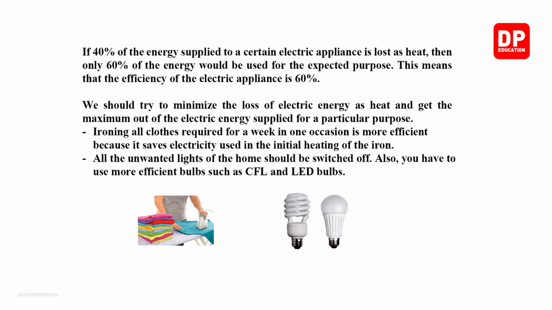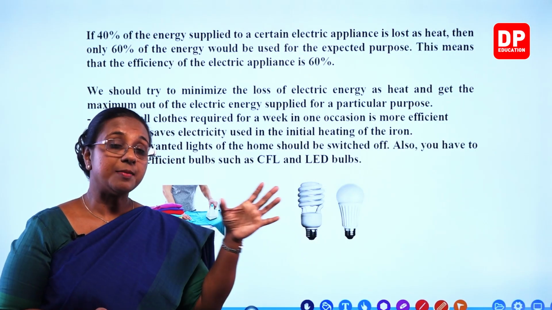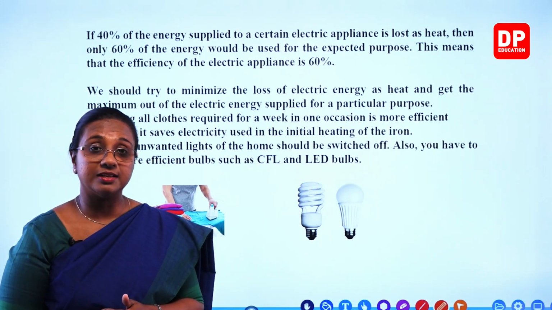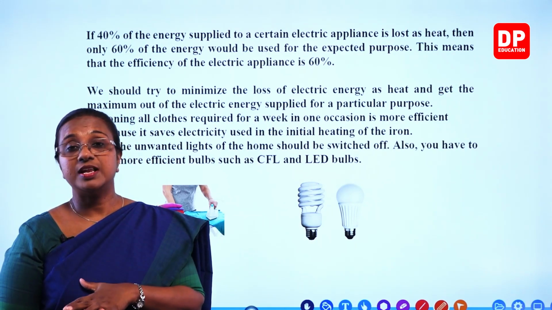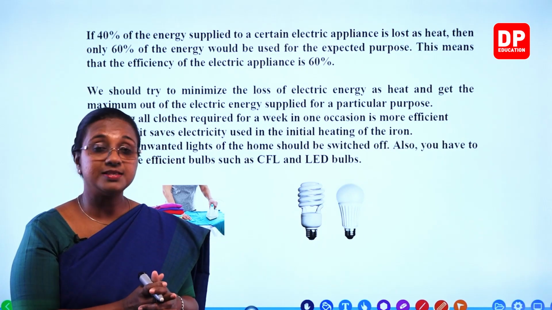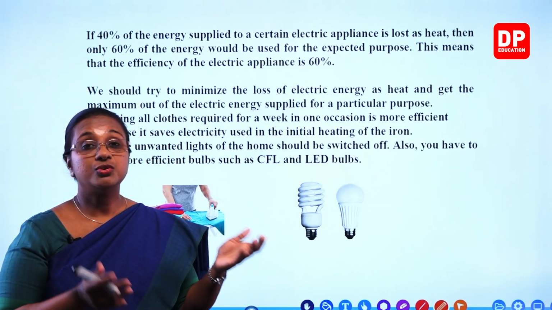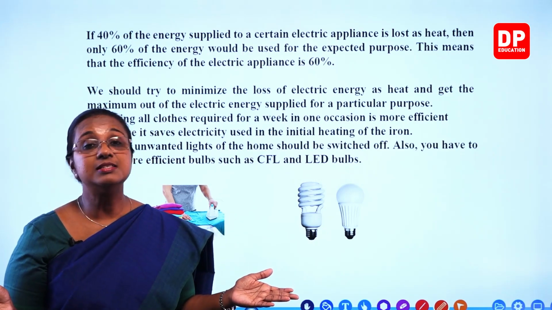Now here, if 40% of the energy supplied to a certain electric appliance is lost as heat, then only 60% of the energy would be used for the expected purpose. So for example, let's say you have a light bulb. You supply 100 watts of energy to that. Only 60 watts of energy is converted to light. The rest, 40 watts, 40%, will be used against internal resistance. So the efficiency of the bulb is only 60%.